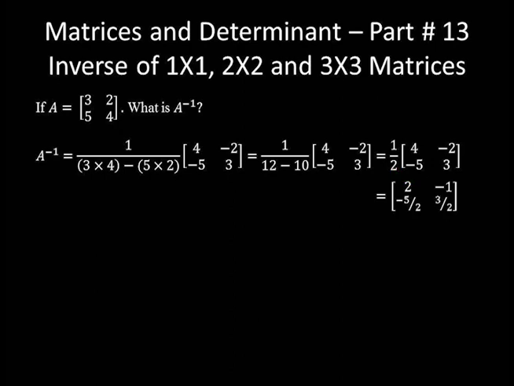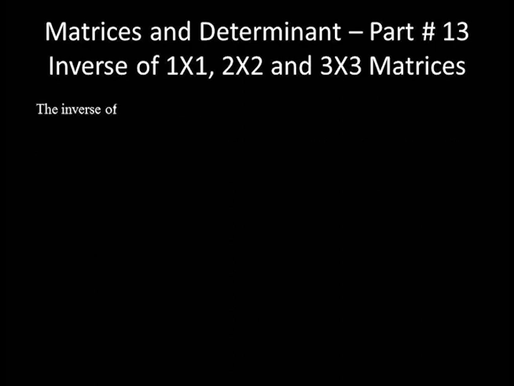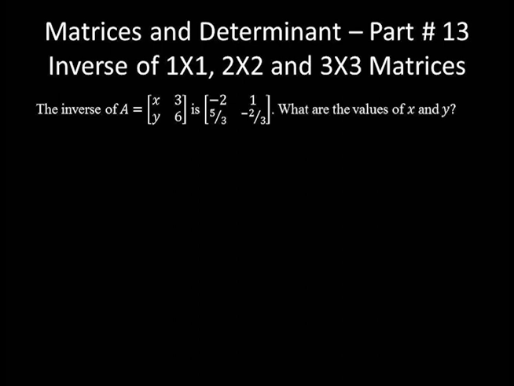Let me add one more question, but in slightly different form. Given that the inverse of this 2 by 2 matrix is this 2 by 2 matrix, what are the values of x and y? In such questions, what we have to do is calculate the inverse of the matrix, and equate the elements at the corresponding positions of x and y in the calculated inverse matrix to the corresponding elements in the given inverse matrix. First, let's determine the inverse of the matrix.